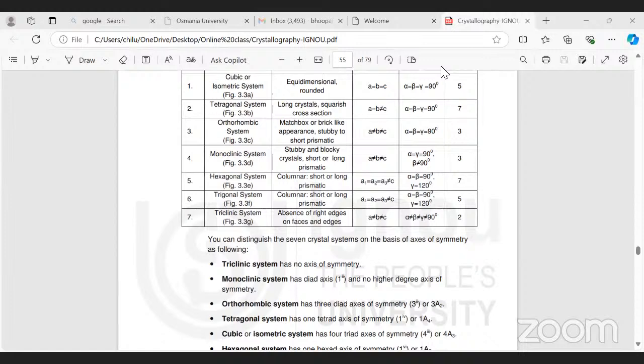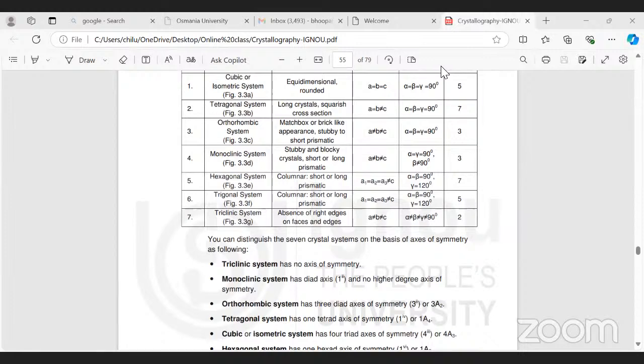And sixth one is the trigonal system. It has columnar, short or long prismatic structure, similar to the previous one. All the angles are not equal, and all the axes are also not equal. Only two axes intersect at 90 degrees. Alpha is equal to beta is equal to 90 degrees, and it is classified into five classes.